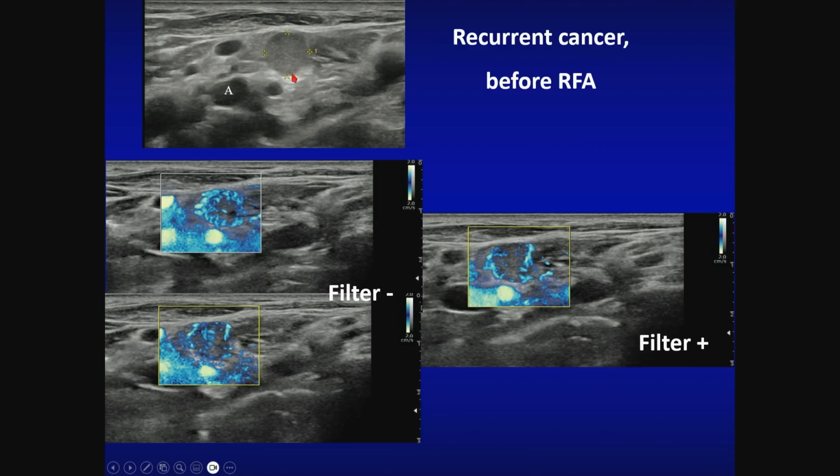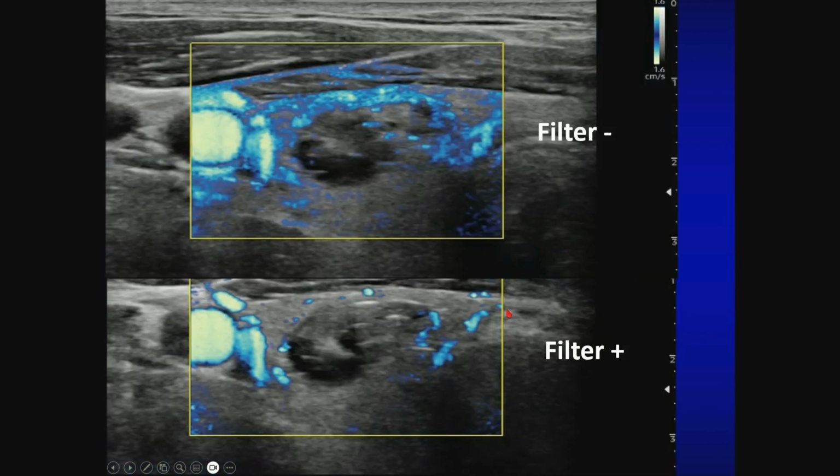Here is a recurrent tumor. When you apply microvascular flow imaging, there is multifocal pulsation artifact from the surrounding arteries like this and like this. When you apply the filter function, you can see the suppressed artifact from the arteries. Similar cases of pulsation artifact were suppressed by filter application.